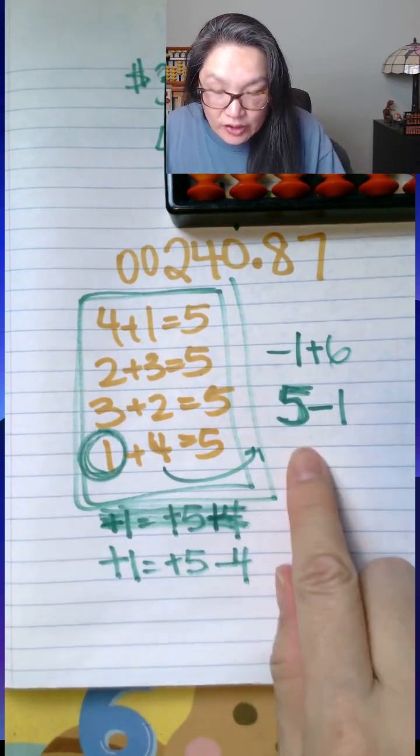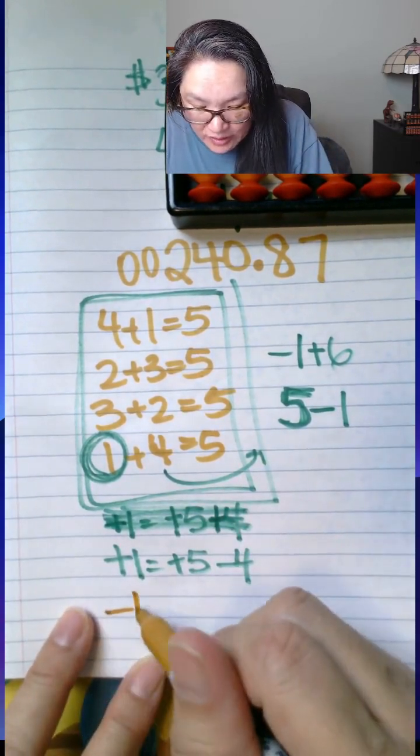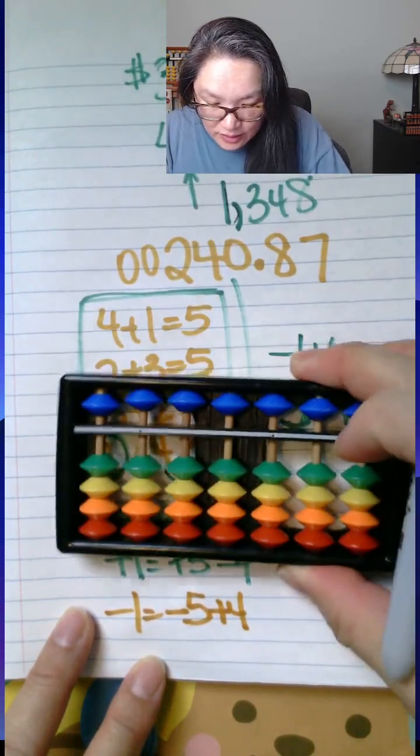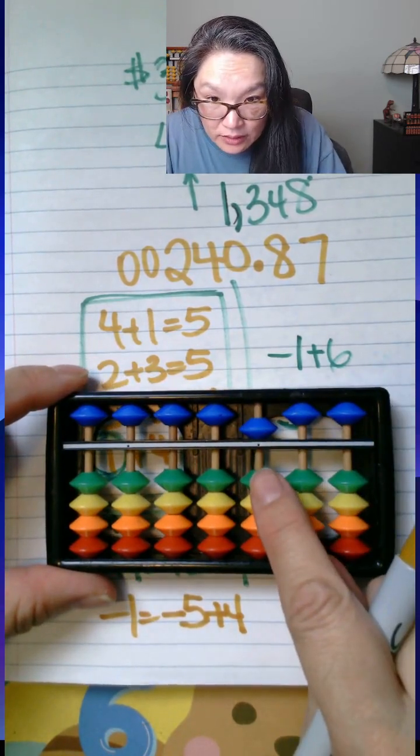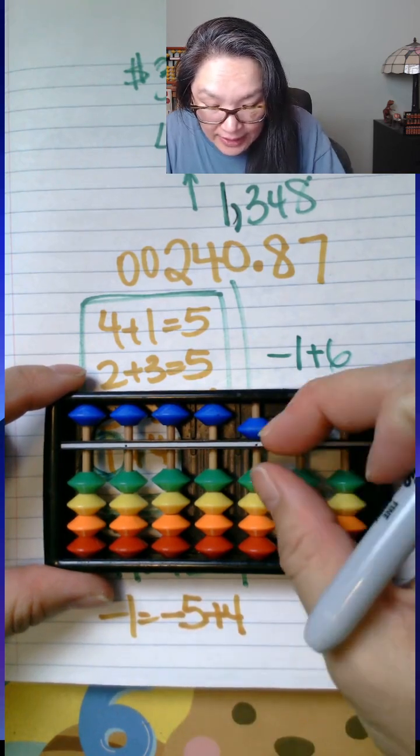But now the question is -1. To do minus, we do the reverse. -1 is equal to minus the 5 plus the 4. What does that look like? If I look at the 5 and I want to take away the 1, my formula says minus the 5 and I add the 4.